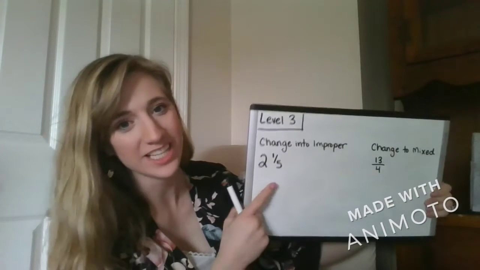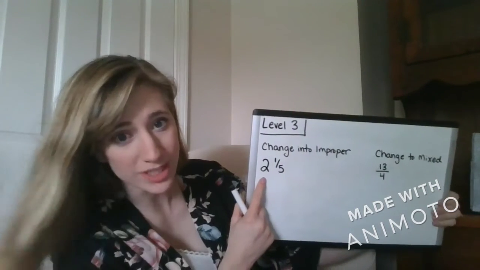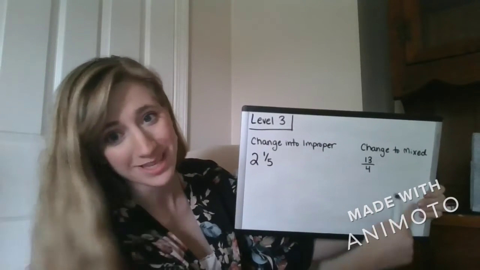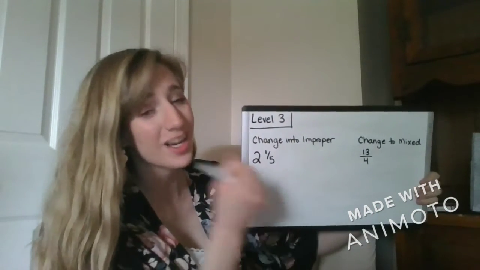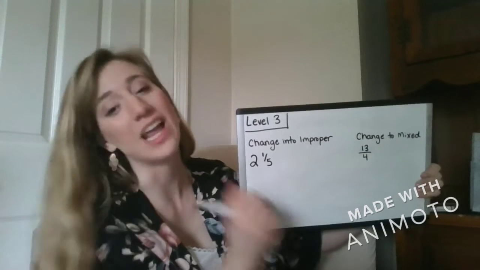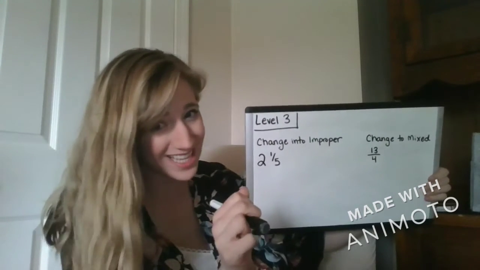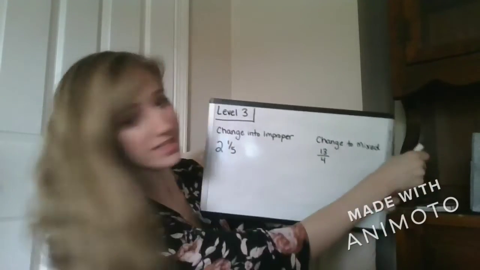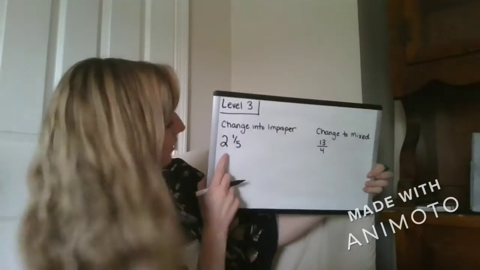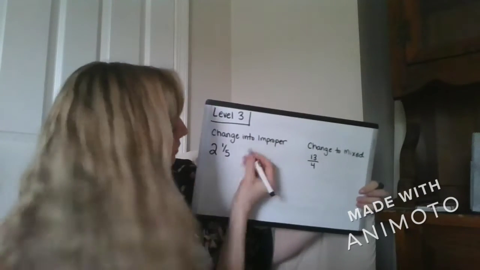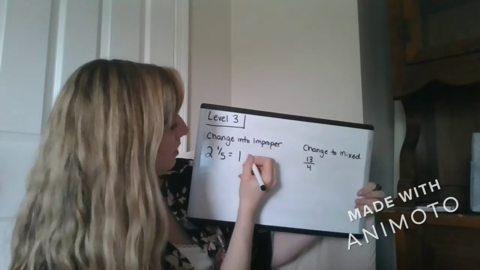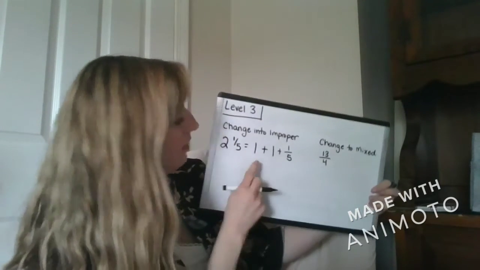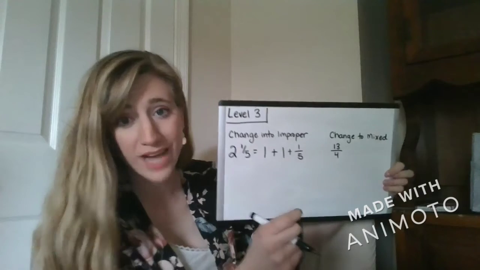First problem is change this 2 wholes and 1/5 into an improper fraction and change this one into a mixed number. So we did talk about decomposing this, and I will give you a hint here. If you don't want this hint, just pause the video now, but I will give you a hint. The big hint that I talked about was first that you probably want to rewrite this fraction as 1 plus 1 plus 1/5. Okay, and then you'll change each one of these back into a fraction, okay?